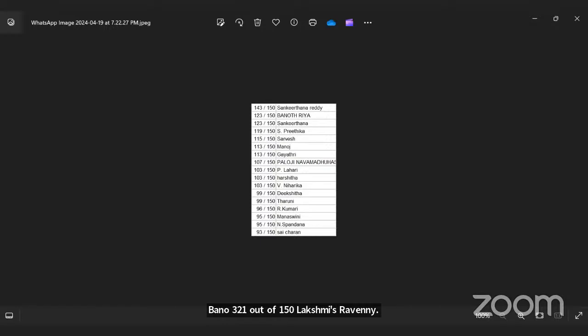Jogu Shiva 111 out of 150. Reshma 106 out of 150. Harshini 103 out of 150. Kalpana 103 out of 150. Shireen Fatima 98 out of 150.